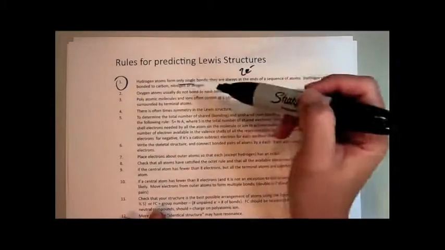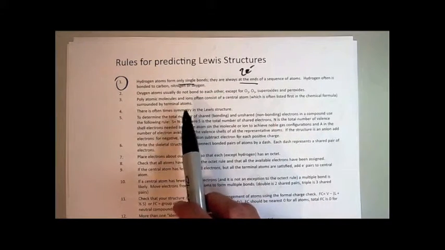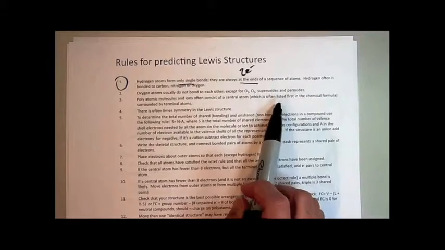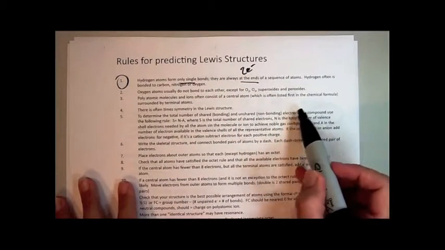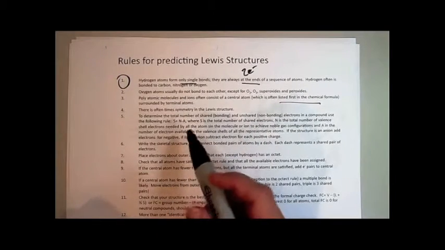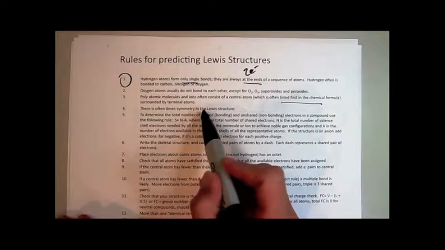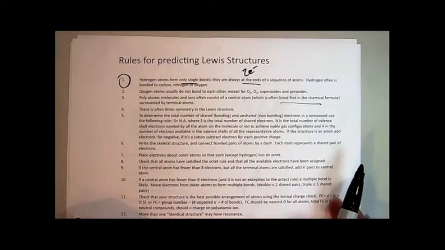And then also one other rule of thumb here, polyatomic molecules and ions often consist of a central atom, which is normally listed first in the chemical formula. That helps us get started if we know that bit of information, guessing what's in the middle with an educated guess. Also, another little educated guess is that a lot of times there's symmetry in a Lewis structure. And we'll see what that means as we move on.